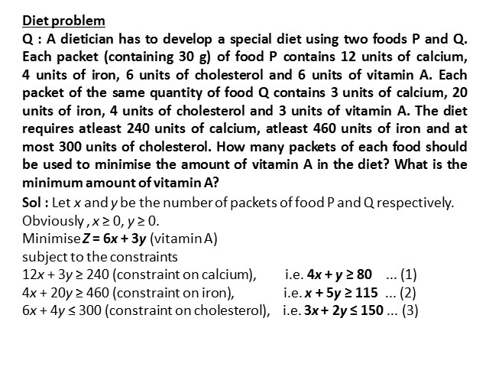Next, one packet of food P contains 6 units of cholesterol. So x packets of food P contain 6x units of cholesterol. One packet of food Q contains 4 units of cholesterol. Then y packets of food Q contain 4y units of cholesterol. And according to the question, the special diet contains maximum 300 units of cholesterol. So 6x plus 4y should be less than or equal to 300.